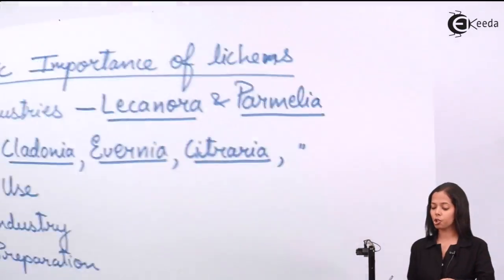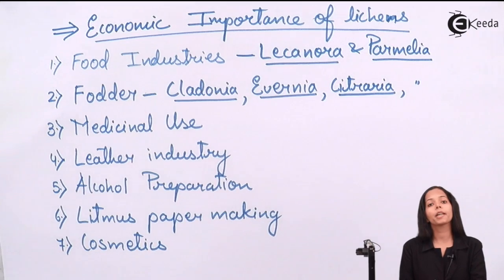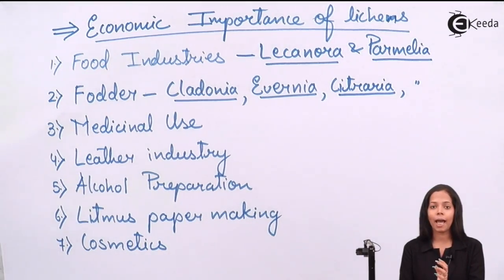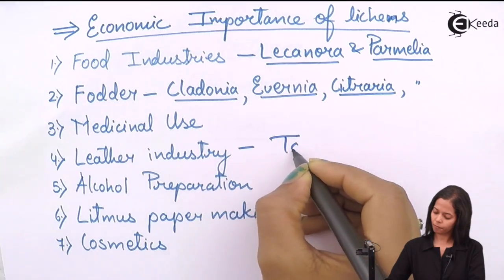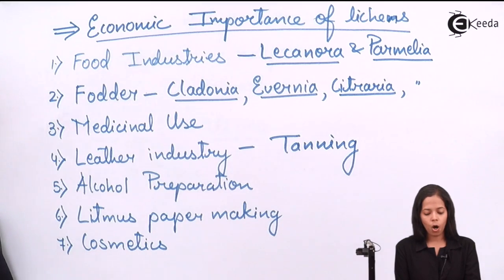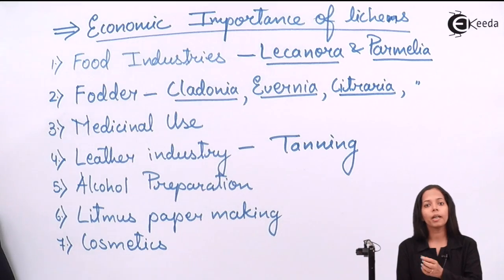The next application of lichen is in the leather industry. Speaking about the leather industry, students, there is one procedure called tanning. Now, what is tanning? You all know leather is made up of animal skin. Generally, animal skins which are very thick are used, like cow, buffalo, bull. These animal skins are used for making leather.